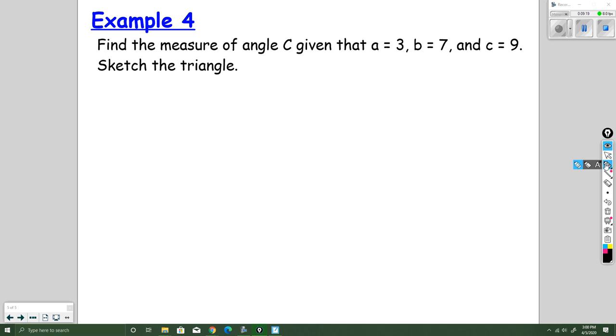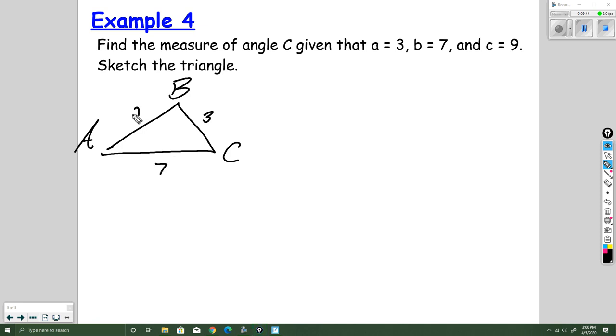Final one. We've got to sketch a diagram, and we've got these side lengths. We don't really have to sketch a diagram. It just suggests, hey, let's sketch a diagram because that might make it easier, as it often does. Label that triangle A, B, and C, and then just fill in some of the stuff that we know. So side A is 3, side B is 7, side C is 9. And we're looking for angle C.